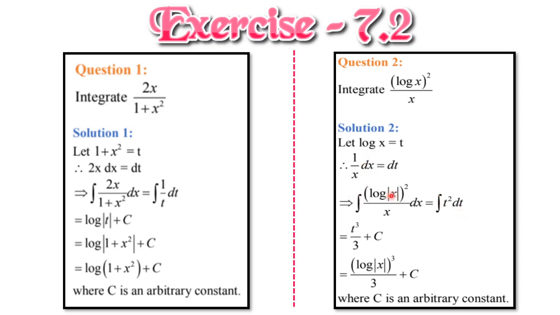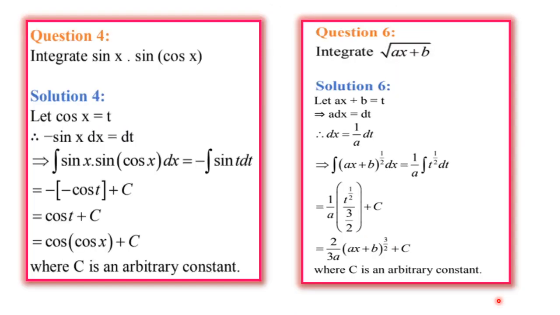1 by x dx is what? dt. Log x is t. So log x whole square means t square, and dx upon x is dt. Now let's take the integration of t square, that will be t cube upon 3, the power will be increased by 1 and the same thing will come in the denominator as well, t cube upon 3 plus c. Now put the value of t back and this is the answer.